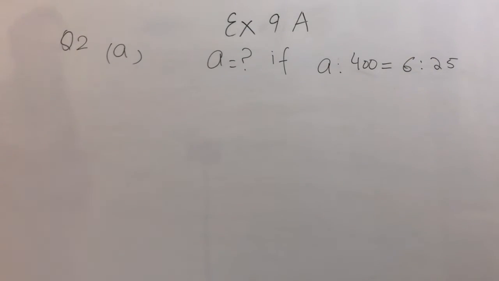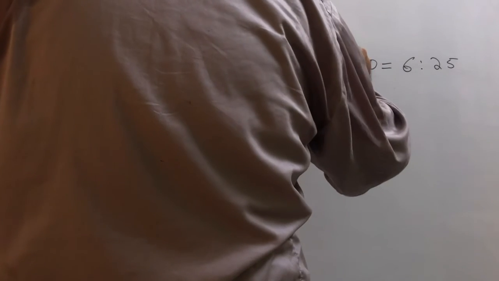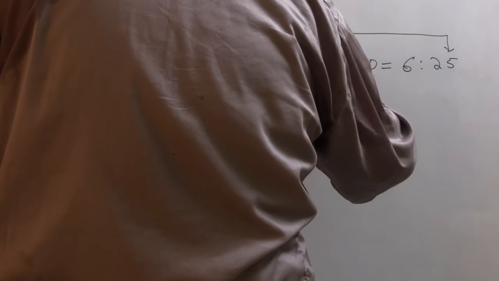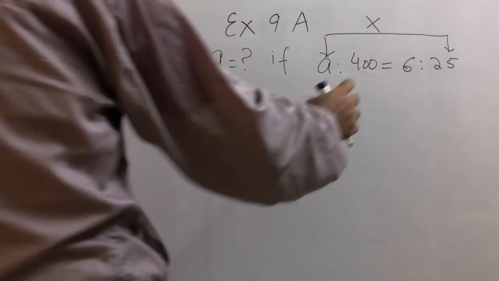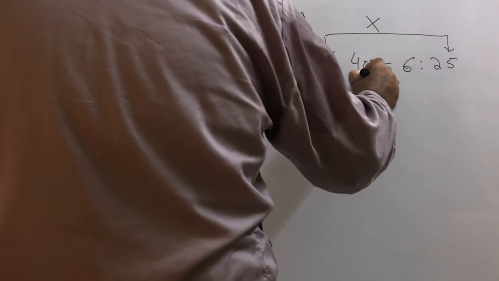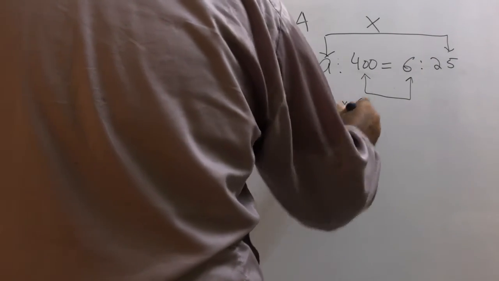So this is a new question, new outlook, new form, new situation for us to deal with. Here we have on the left side of the equality A ratio 400 and on the right side 6 ratio 25. We are looking to find the value of A. So what to do is that the extreme corners will be multiplied. It becomes A multiplied by 25. Then you put the equal sign. Then the middles will be multiplied, becomes 400 into 6.